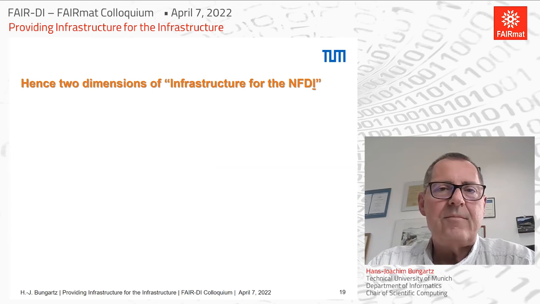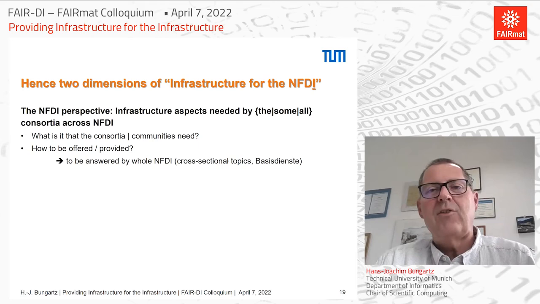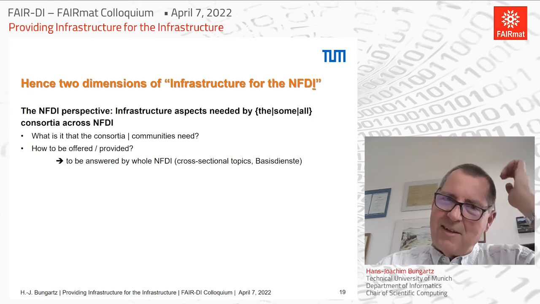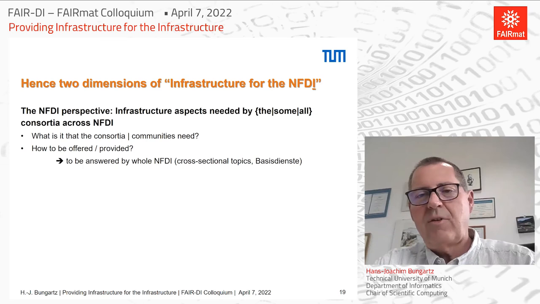Okay, then for this recursive thing, I mentioned that briefly in the beginning, there are two dimensions of infrastructure for the NFDI. So the NFDI perspective: infrastructure aspects needed by the sum of all consortia across NFDI. So what is it that they need beyond, as I said, toilet paper, and how should it be offered? How should it be provided? And that's what we see now, these cross-sectional topics and these basis discussions.